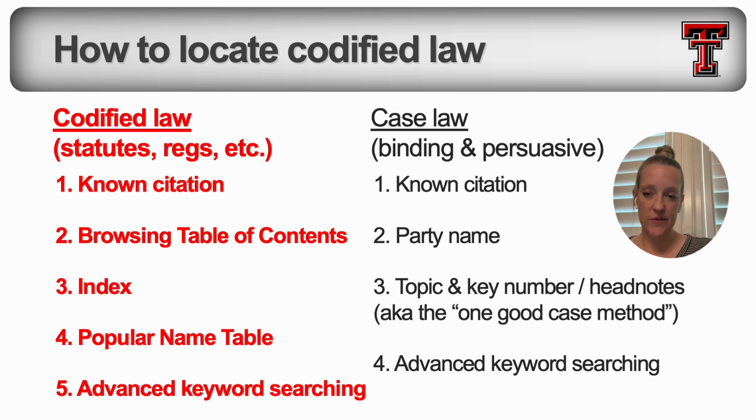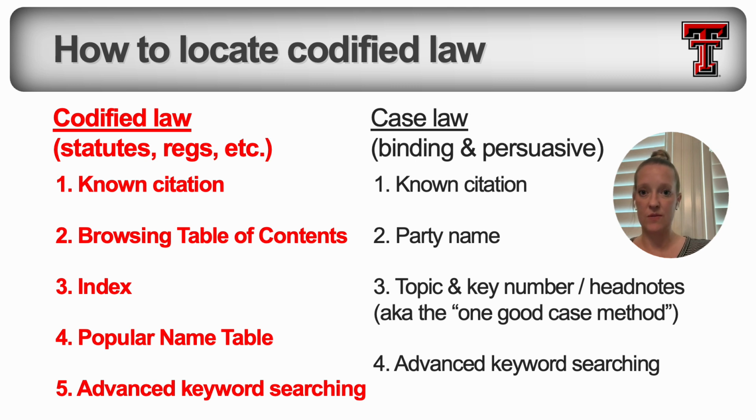So you'll see that with respect to both codified law and case law, there are a number of ways that we can seek out relevant law. So right now we're thinking about codified law. Again, we're thinking about statutes, regulations, constitutions, etc. So the methods that are listed here, we've got a known citation. If we have a citation for a particular statute or regulation, we can go directly there.